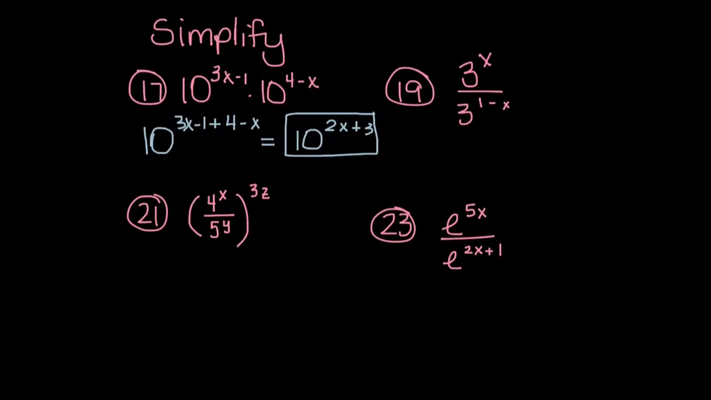Again, for 19, I'm dividing two factors with the same base, so I just need to subtract the exponents. In this case, I want to remember that the 1 minus x is a single exponent. Even though there's more than one term, it's a single exponent. So when I simplify, I have 3 to the x minus the quantity 1 minus x. I'm subtracting those exponents. I have to remember my base stays the 3. I have x minus a minus x, so that's the same as x plus x, which is 2x, and then the minus also gets distributed to the 1, so that's 3 to the 2x minus 1 power.